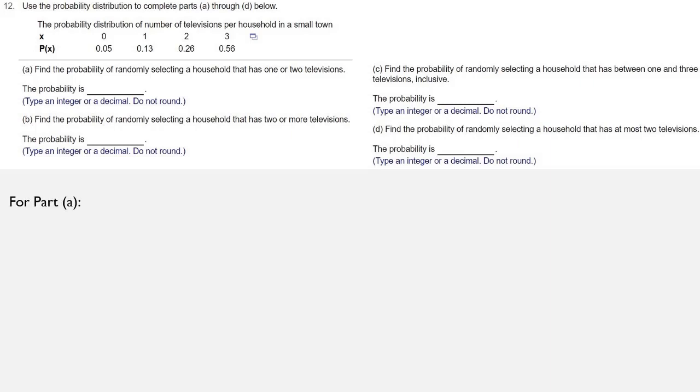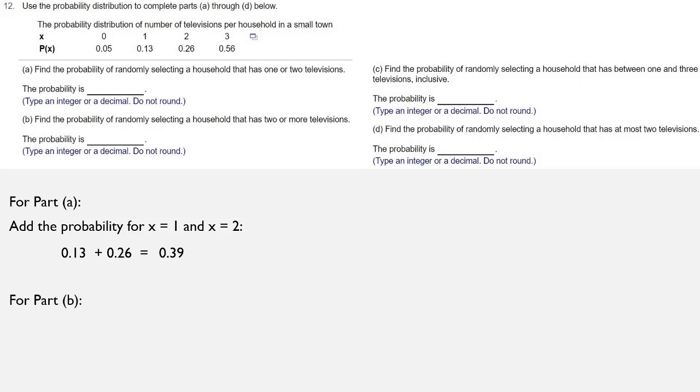Let's look at part A. In part A, we're trying to find the probability of randomly selecting a household that has 1 or 2 televisions. So all that means is we're going to take the value of 1 television and the value of 2 televisions and add those probabilities together. So the probability for 1 television is 0.13. The value for 2 televisions is 0.26. When we add those, we get 0.39, and that's your answer to part A.